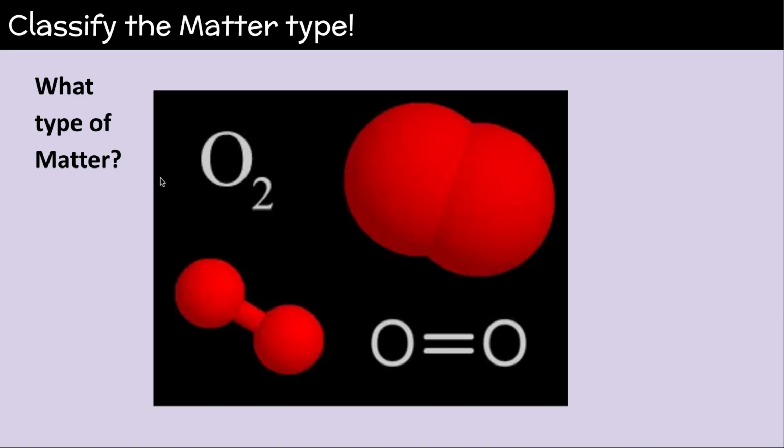Here's another. So what type of matter is this? Is this an element or a compound, a solution, or a mechanical mixture? And so what we see that this is oxygen. We see two red atoms bonded together. We assume that these atoms are the same. So if everything is the same, what kind of matter? This is an element, okay, made of the same type of atom.